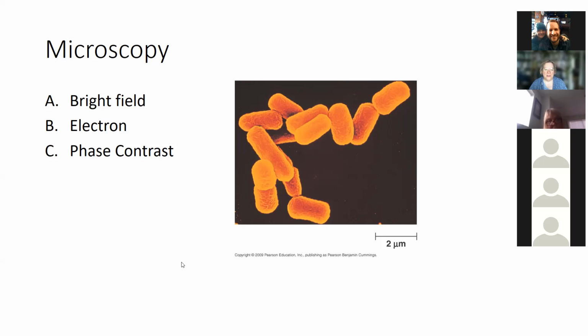Okay, so here are the results. We were split between electron and phase contrast, and then we had a few people pick bright field. Who would like to tell us why they picked what they picked? I picked B because it had a dark background. Okay, and that is actually one of the best ways to determine. So that is a good valid way to pick.